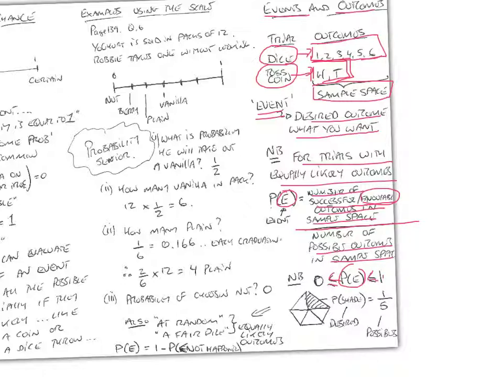So if we have this spinner here, and we've 1 in 5 parts of the spinner shaded, then if we spin the spinner, the probability of it landing on the shaded part, this is the event we want, is 1 in 5. There's 5 possibilities in the sample space, but there's only one successful, favourable, desired outcome.